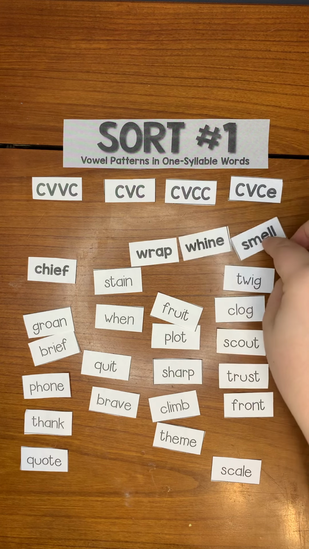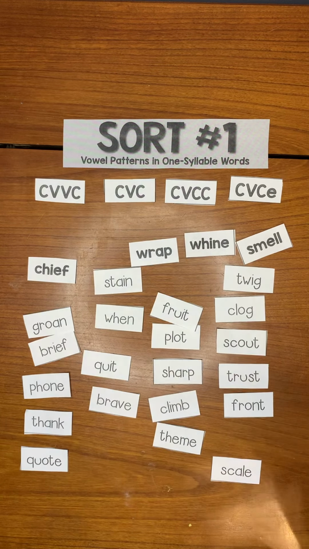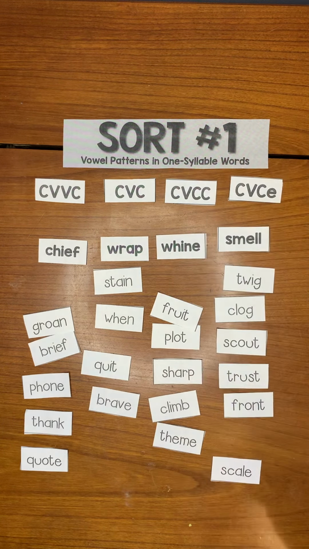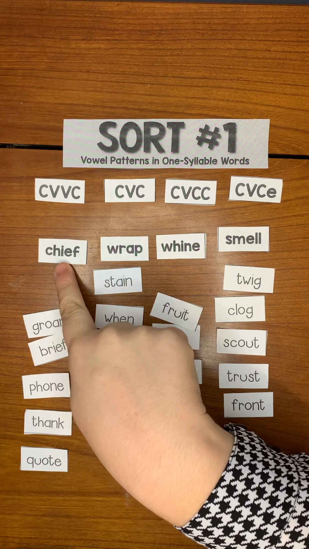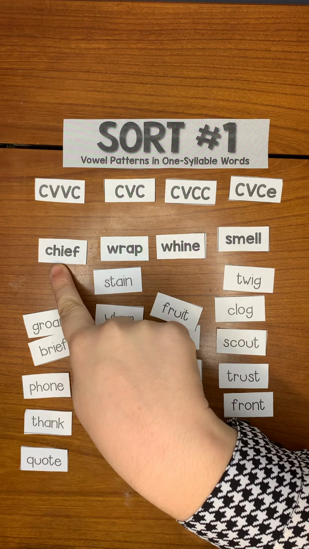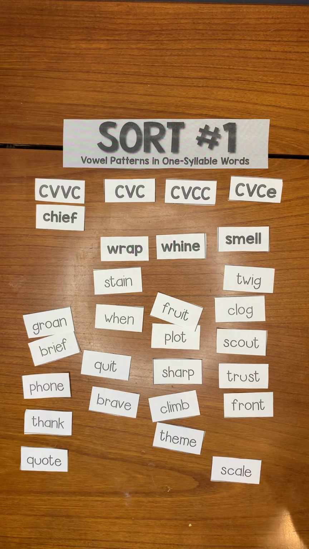That will help to give me an example of what to do for all the other words. So when we started with CVVC, we were looking for which one of these 4 words has 2 vowels right next to each other in the middle. It's chief. It has an I and then an E, and those are both vowels. There's a consonant before the vowels and a consonant after, so it goes here in CVVC.